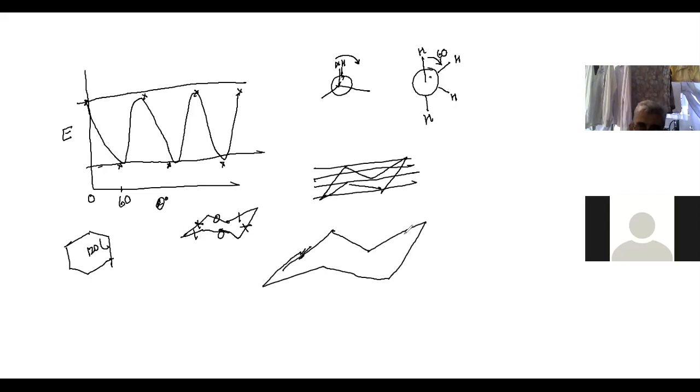Okay, let me now mark each carbon. These carbons are the up carbons: 1, 2, 3. Remember, this carbon and this carbon are eclipsed if you're looking from the front.